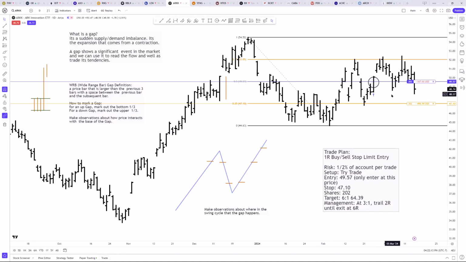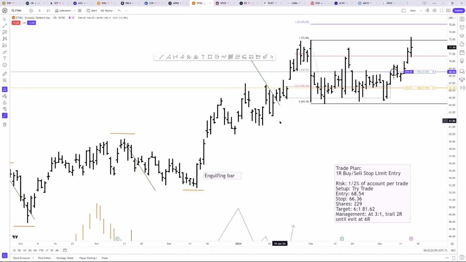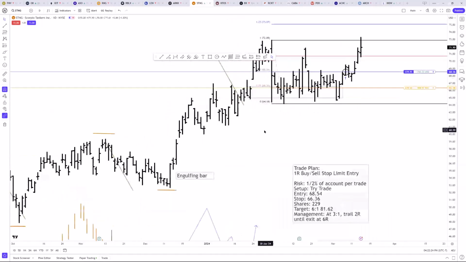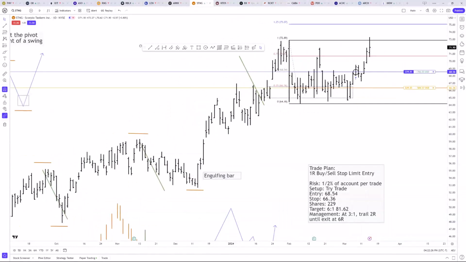ARC, we're still in. Made a clear plan, and I'm following that plan. I either get stopped or move to BE next. Sting. This is one that we're in. Did I make a clear plan? Yes. Did I enter? Yes. I cannot move my stop yet because my plan says wait till I get to 3R before I move my stop. So no matter what, I follow the plan.